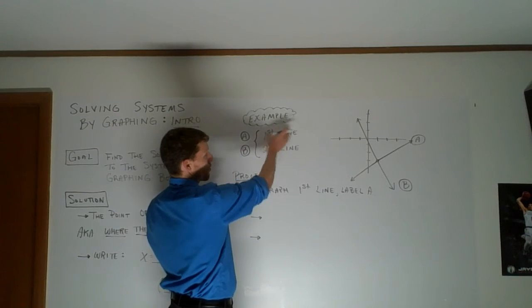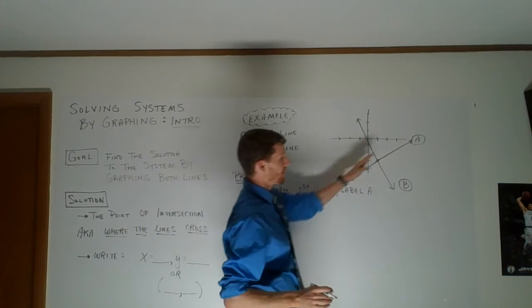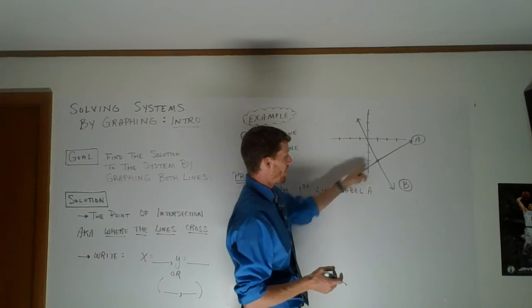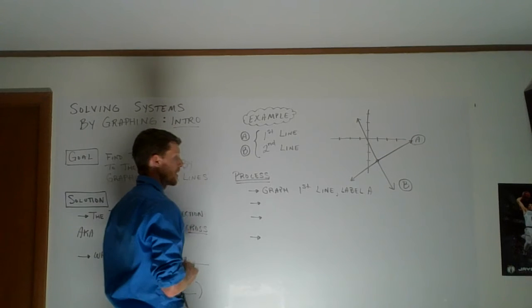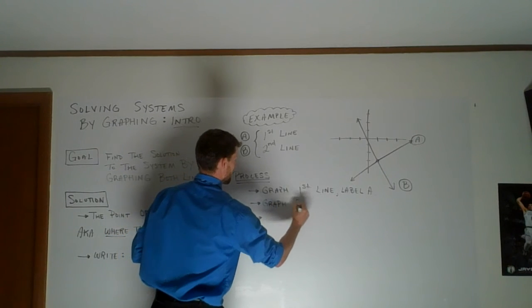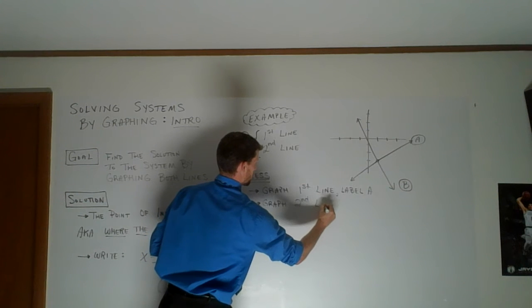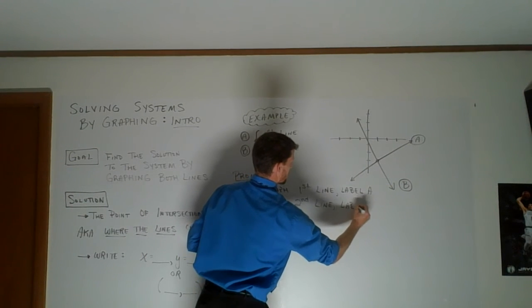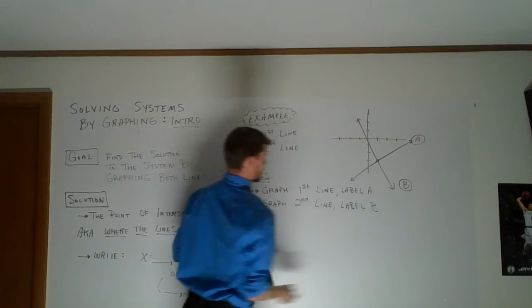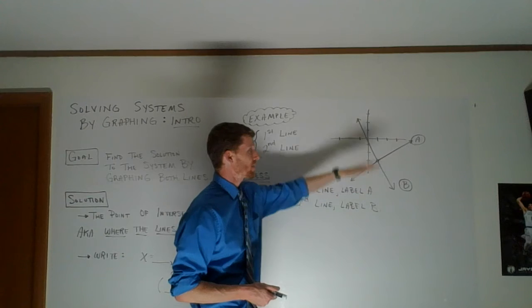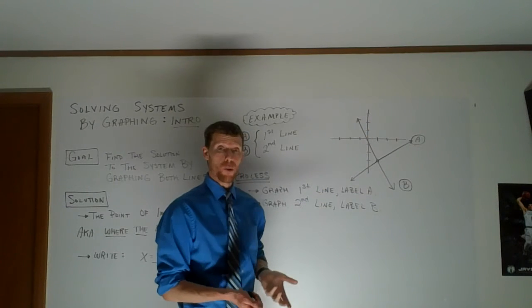So we'll take whatever the equation is, we'll graph that line in the different ways we've learned in previous units, and we'll label that line A. Then we'll graph the second line. We'll label it B. What will happen once we have graphed two lines? We will then find the point of intersection.